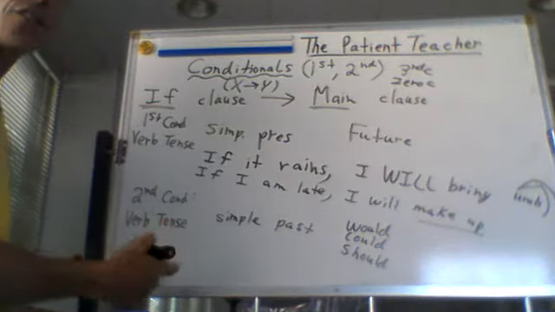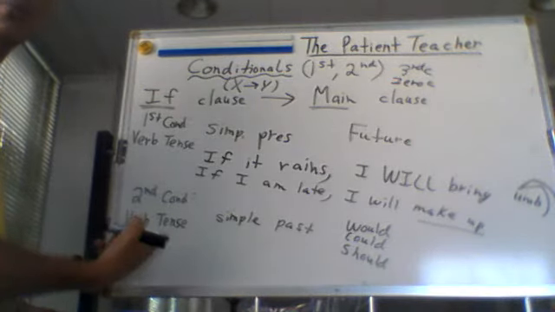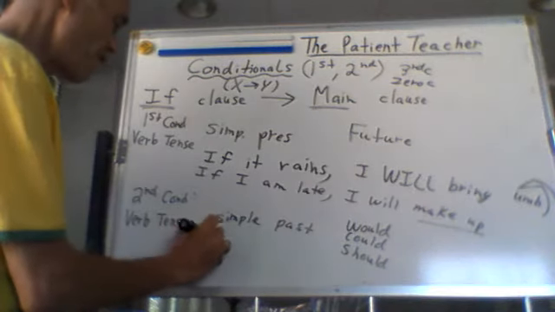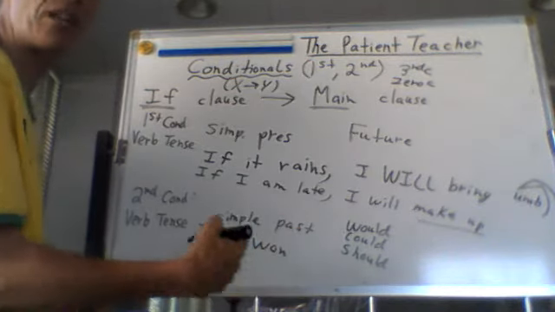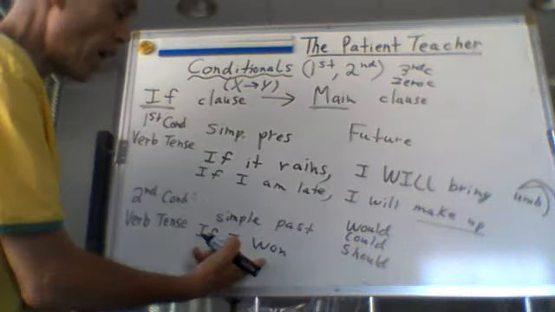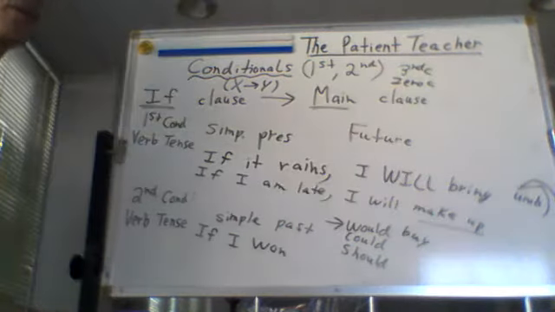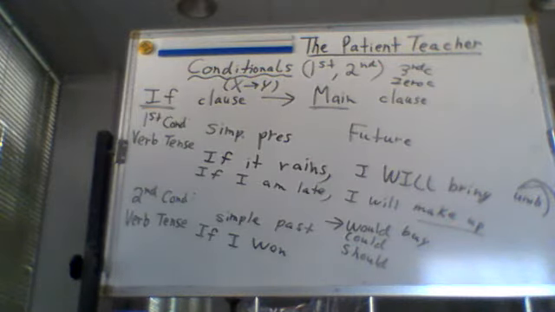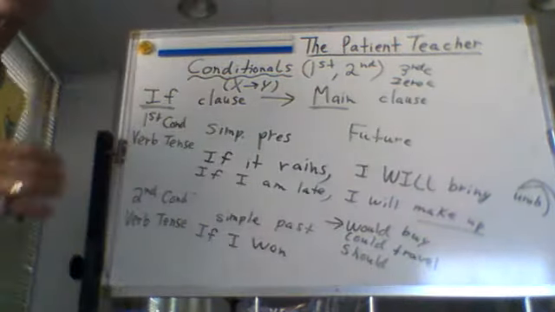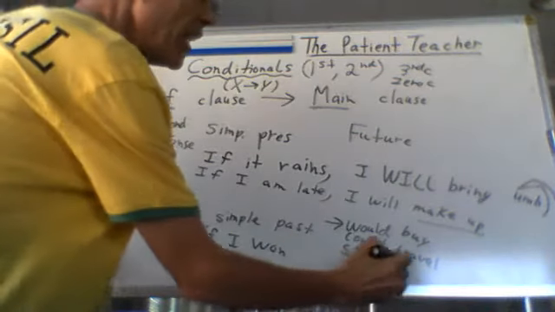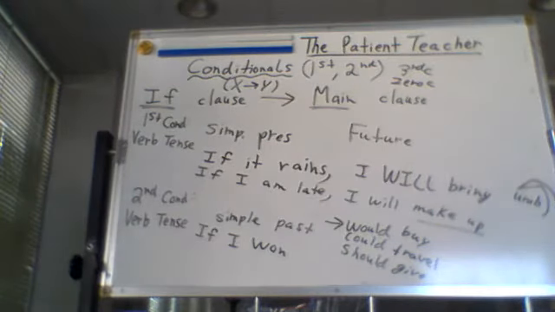So again, the sentence that most people use to explain the second conditional. If I won the lottery, right? Many people play the lottery, unfortunately. If I won the lottery, I would buy my mother a house. Or I could travel all over the world, right? Or I should give some of it to the patient teacher, hopefully, right? Just a little joke.